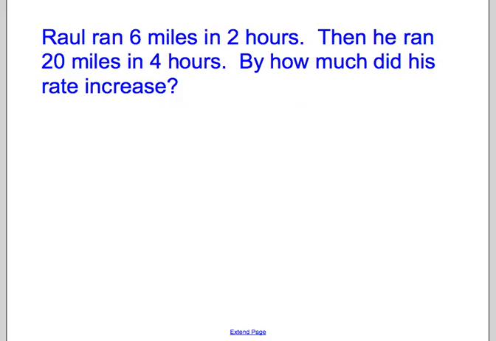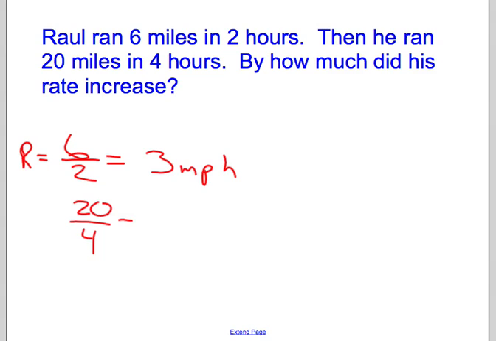All right, Raul ran 6 miles in 2 hours. Then he ran 20 miles in 4 hours. By how much did his rate increase? So we need to find the rates for each of these. Rate is distance over time. So distance of 6 miles divided by 2 hours is 3 miles per hour. And then he went 20 miles in 4 hours, 5 miles per hour. We want to know how much it increased, meaning how much did it get bigger by? He was going 3, now he's going 5, so that's a 2 mile per hour increase.